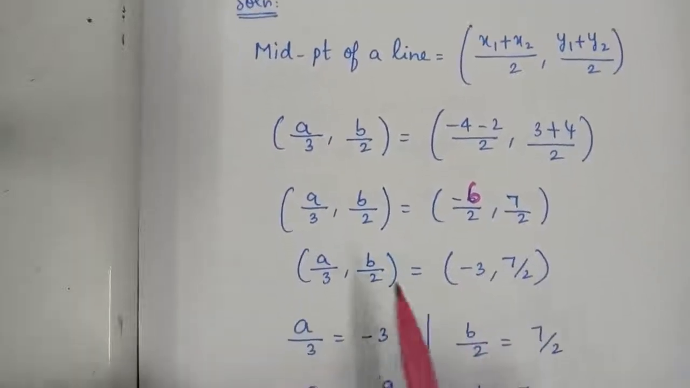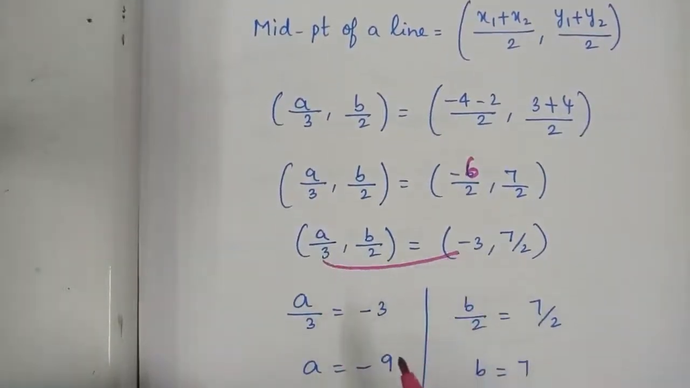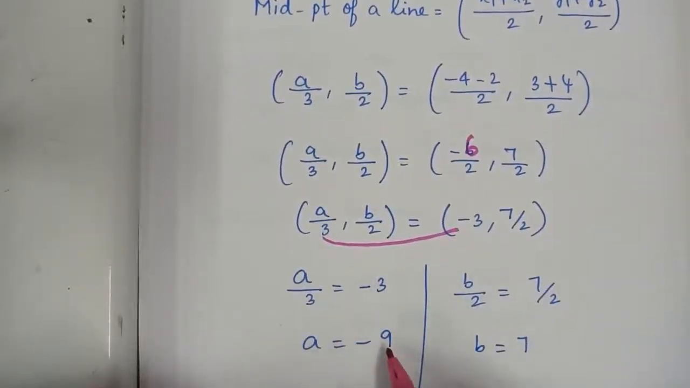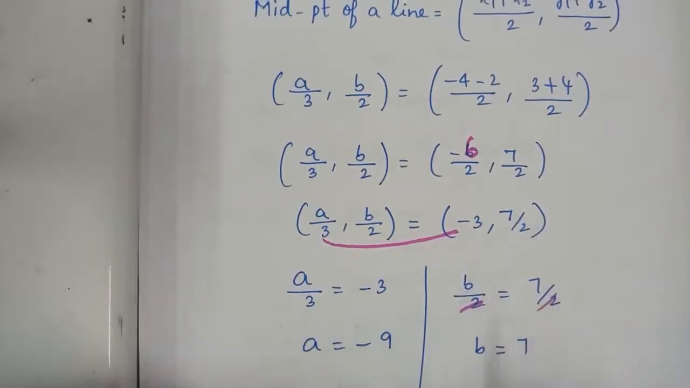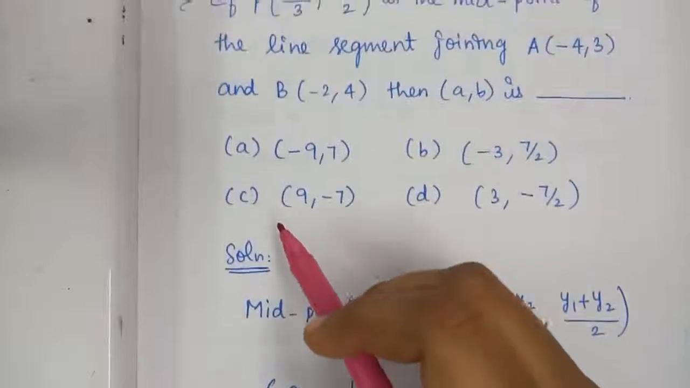The next step is you have to equate the x and y coordinate. A by 3 is equal to minus 3. Then cross multiplication, the value of A is equal to minus 9. B by 2 is equal to 7 by 2. The value of B is equal to 7 because 2 gets cancelled. So the correct option is option A, minus 9 comma 7.